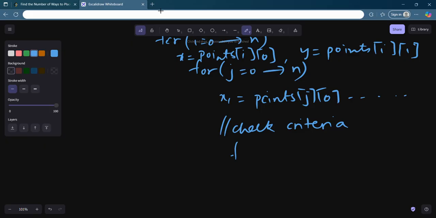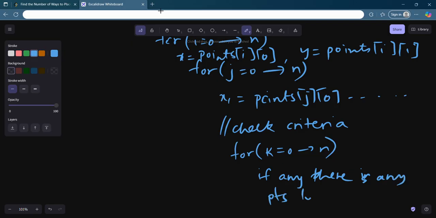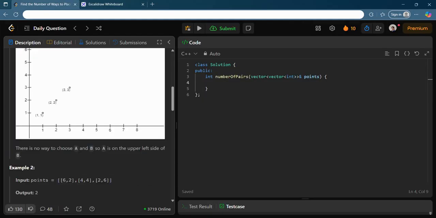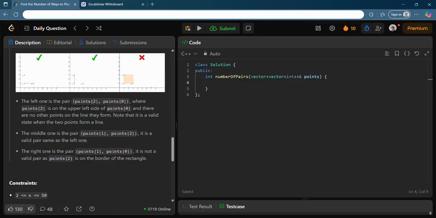If it is, then you start another loop from 0 to n, and check if there are any points lying in the rectangle. This will easily pass this question, but we will try for a more optimal solution. This will easily pass this question, but not the next one.